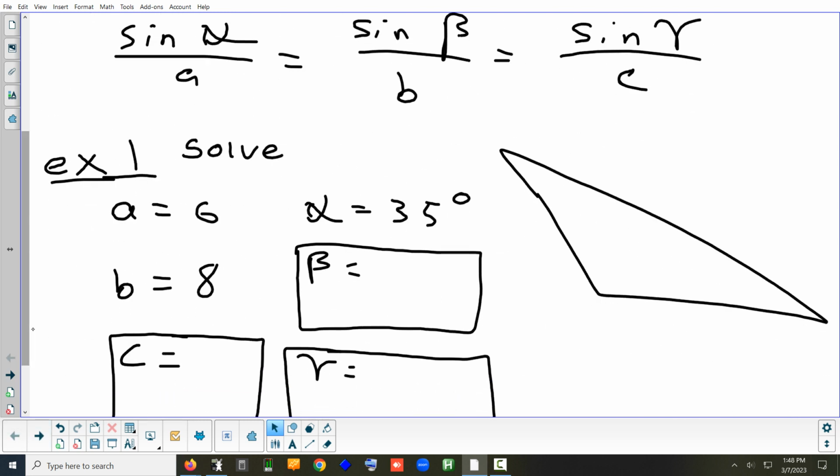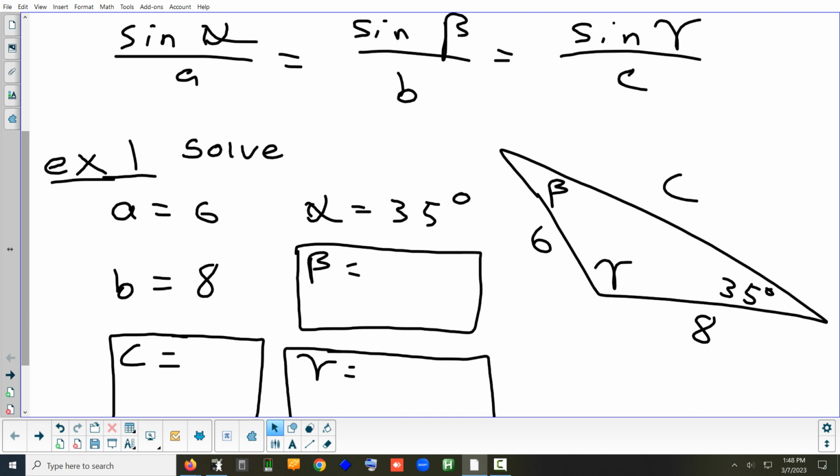Draw a picture, which again, is not to scale. Let's just draw a picture. So A is 6. Alpha always has to go across from it. B is 8. Beta goes across from that. And then C goes across from gamma.